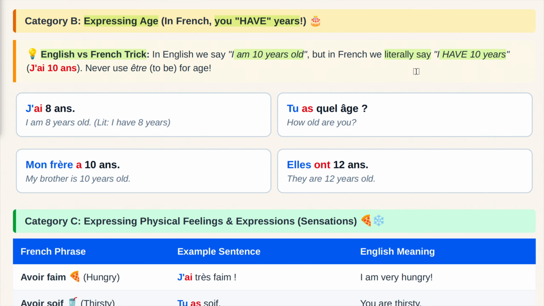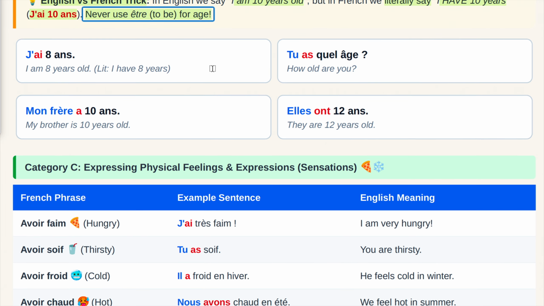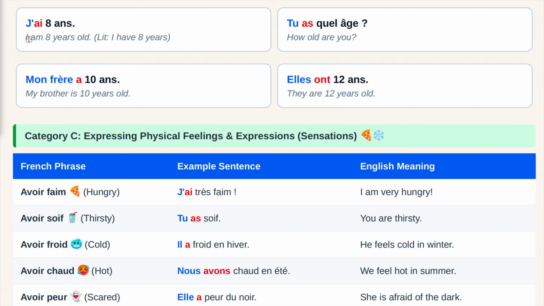So what will we be saying? If I am saying "I have", "I have" is nothing but j'ai. 10 means dix, years means ans. So it becomes j'ai dix ans. You never have to use être for age. D'accord? Let's see some examples. I am 8 years old. Okay? So it becomes j'ai 8 ans. J'ai 8 ans.